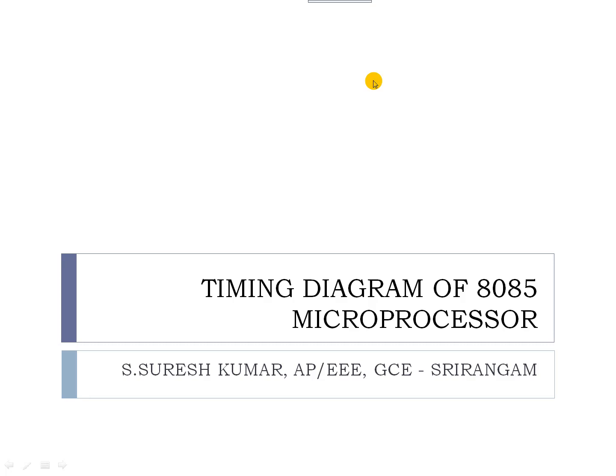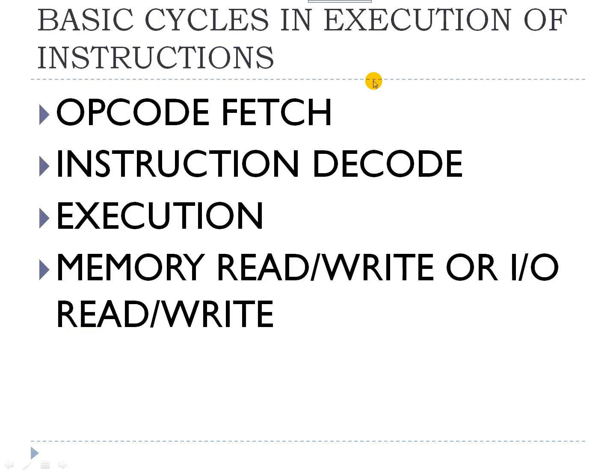Welcome to this lecture. In this lecture, we are going to see about the timing diagram of 8085 microprocessor. So before going into the timing diagram lecture, we need to refresh some of the concepts which we have learned in the 8085 microprocessor course. Basically, the execution of instructions in any microprocessor will have the following steps: opcode fetch, instruction decode, execution, memory read or write, or input output read or write.